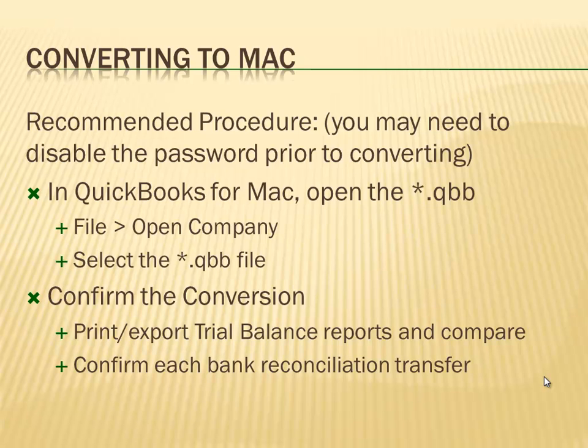I would first print and report trial balance reports and compare them. There were some discussions online about some people having discrepancies with their trial balance when they come over from Windows to Mac, and you might as well figure it out immediately. So right when you do it, print, export trial balances, and compare the ones from your QuickBooks for Mac to your old PC-based QuickBooks. If there's an issue, you can just go in and make a journal entry to correct it.